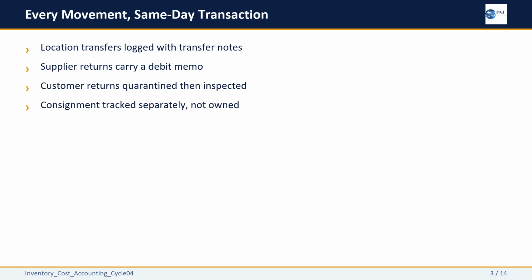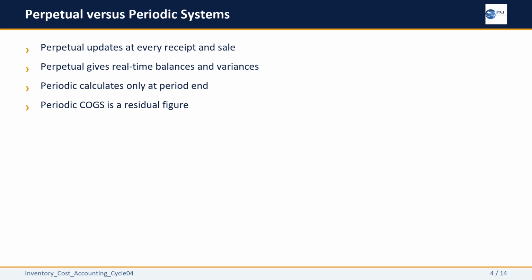Consignment inventory is tracked separately because the consignee does not own it, even though it sits in their warehouse. Intercompany transfers are logged too, and physically, oldest stock ships first, FIFO rotation enforced right at the picking face. Get this discipline right and your records actually mean something, which raises the question, are those records updated continuously or only at period end? The surprising part for many people is how different these two systems are in practice.